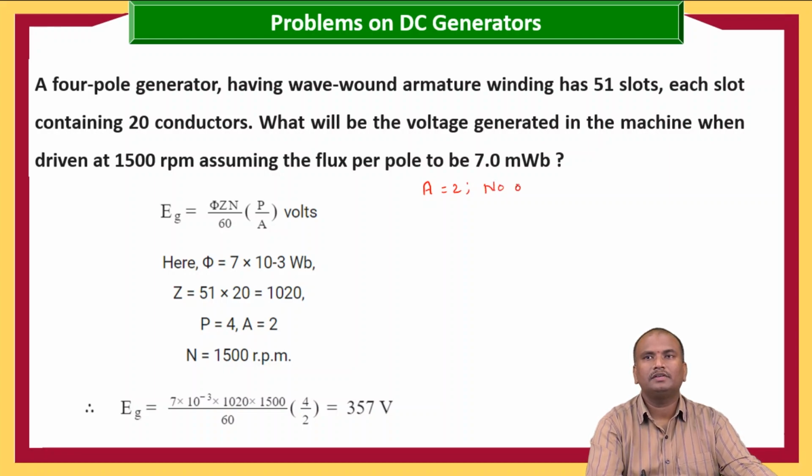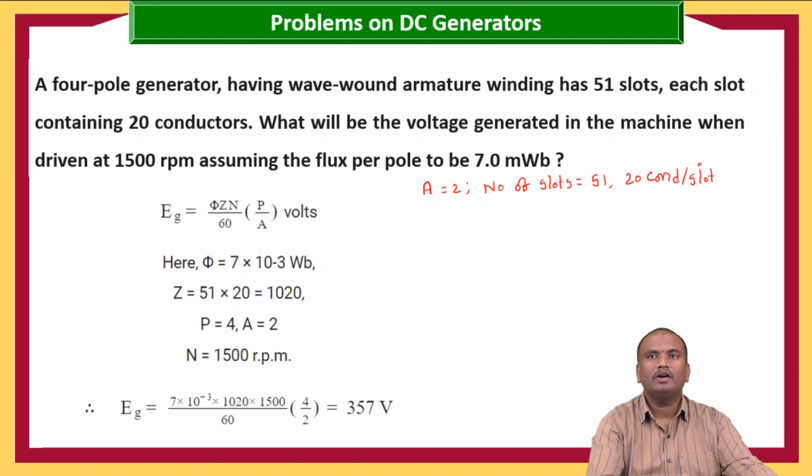Number of slots is equal to 51 and each slot contains 20 conductors, that is 20 conductors per slot. Now we need to calculate what is Eg at a speed of 1500 rpm and flux is given as 7 milliwebers, that is 7 into 10 to the power of minus 3 webers.